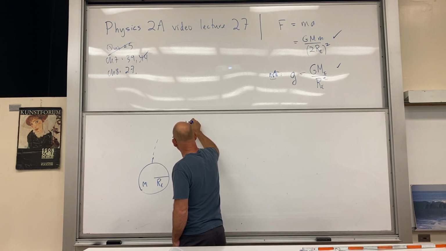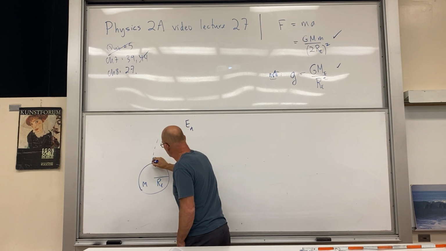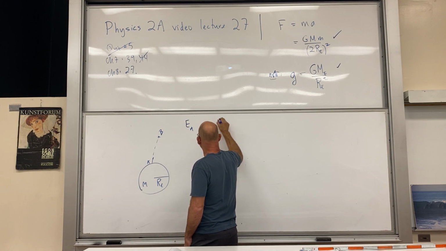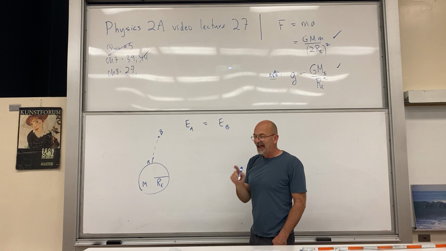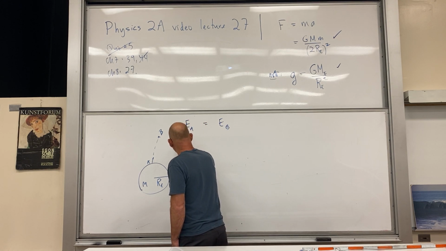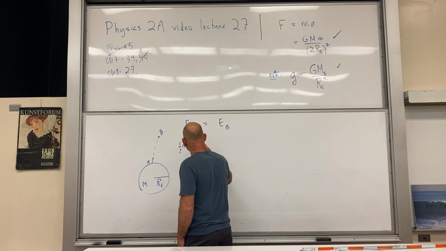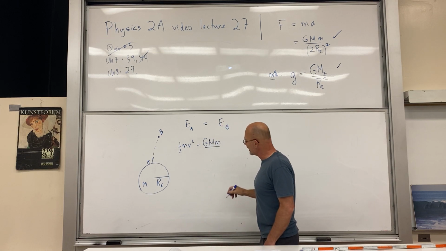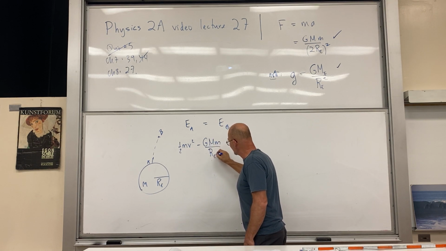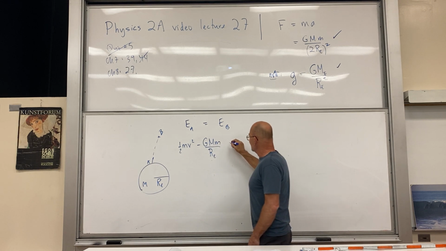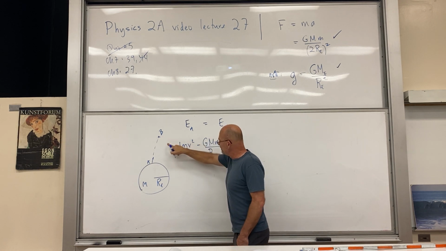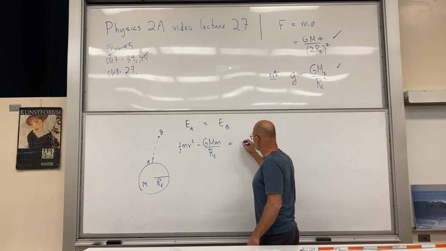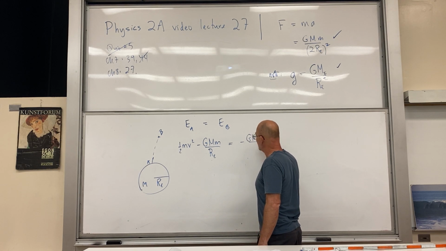So energy at A is going to be equal to energy at B, which is where it tops out. Now the energy at A is kinetic plus potential. It's 1/2 m v squared minus G m M over the radius of Earth, since we're starting at the radius of Earth. That's the potential energy. It is equal to the energy at B, which is when it comes to a dead stop, so there's no kinetic energy up there.